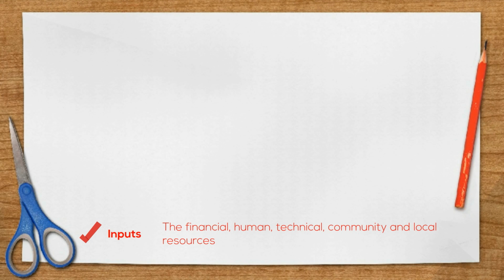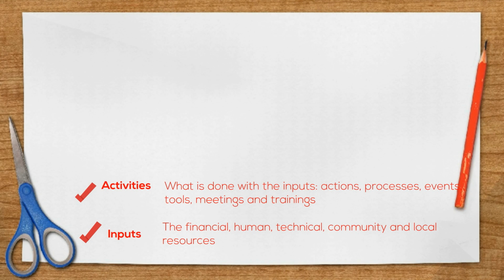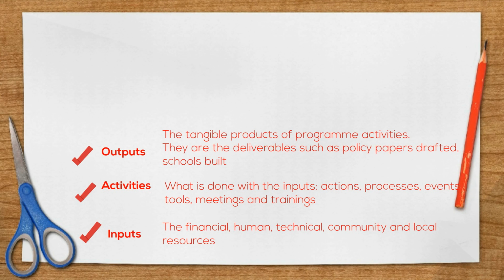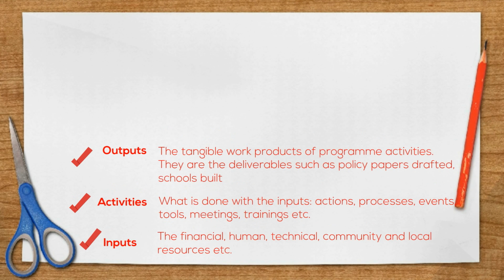So, to summarize, inputs are the financial, human, technical, community, and local resources. Activities are what is done with the inputs, that is, the actions, processes, events, tools, meetings, and trainings. Outputs are the tangible products of the program activities. They are the deliverables, such as policy papers drafted and schools built.